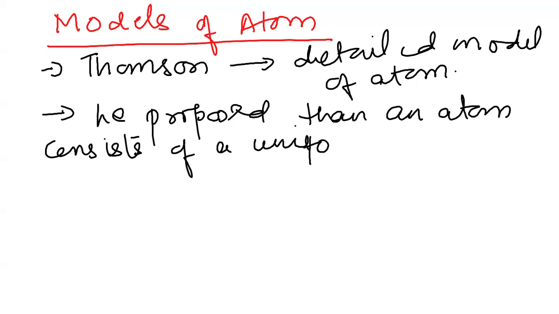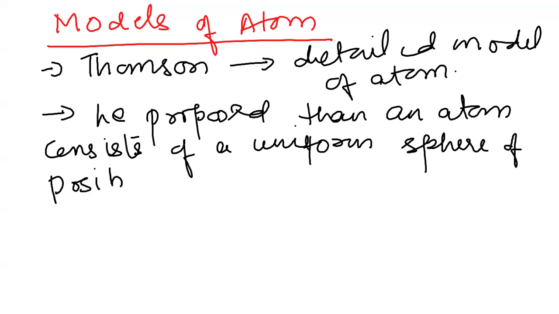Then the cathode rays have both mass and charge. I remember this because this was one of the questions you had asked. Then you explained the E by M ratio.